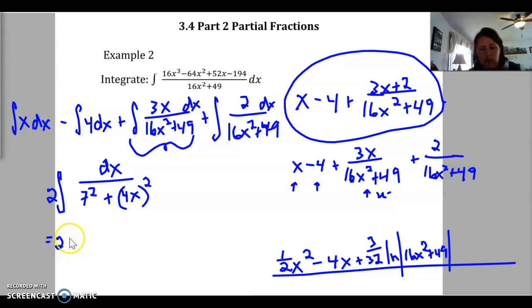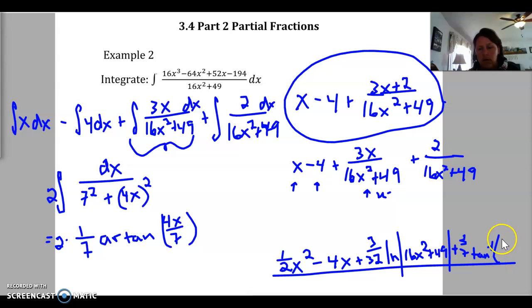So it's going to equal 2 times 1 over a, which a is 7, times the arctangent of u, which is 4x, over a, which was 7. Okay, so that's the last part here. Hopefully I can fit that in here. So plus 2/7 arctan, I'm going to shorten that, of 4x over 7, and then plus C. Okay, so that is my complete answer for that one.